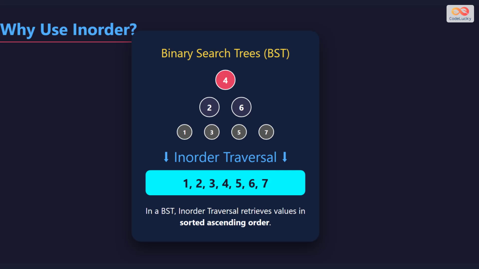Why is Inorder Traversal so important? Its most famous use case is with binary search trees, or BSTs. If you perform an Inorder Traversal on a binary search tree, the output will always be the values sorted in ascending order. This is a very handy property for sorting and validation problems.